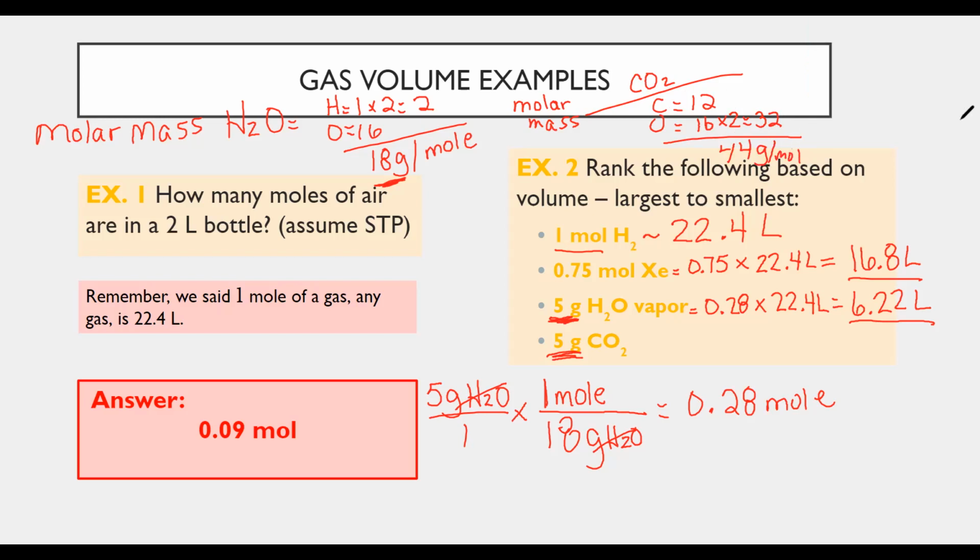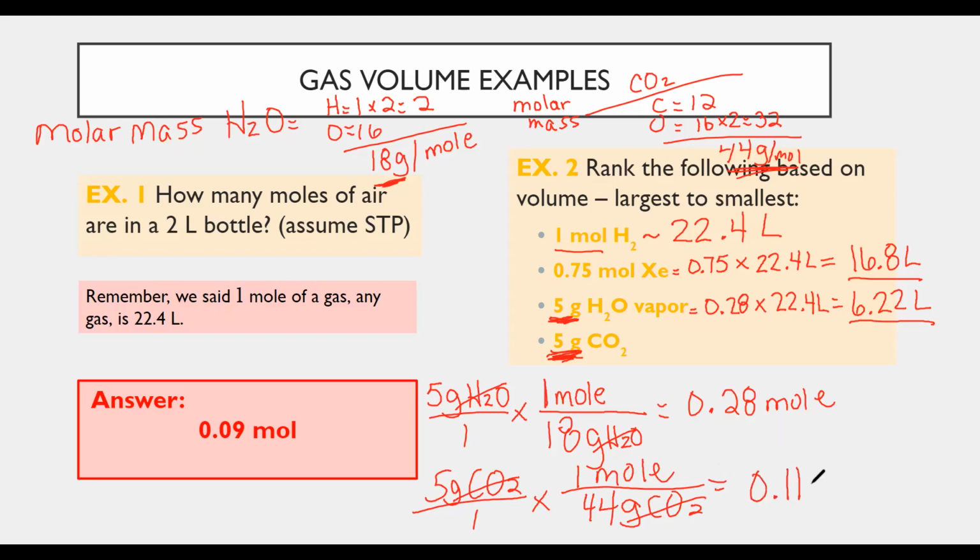Okay. All right, so let's figure out how many moles are in 5 grams of CO2. So 5 grams of CO2 over 1. 1 mole is equal to, we just said, 44 grams. Okay, the grams will cancel. Plug that into your calculator, and you get 0.11 moles.